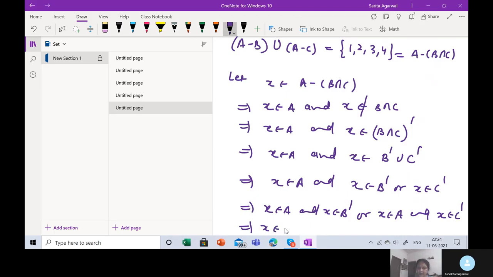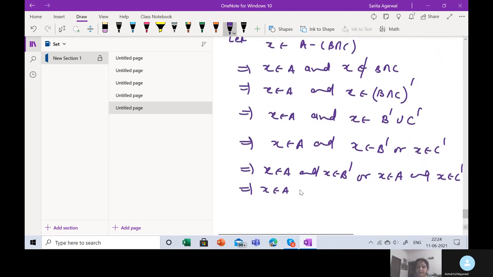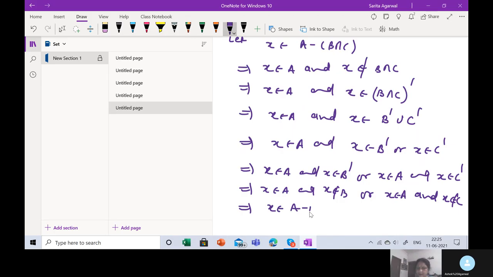So X belongs to A and X does not belong to B, or X belongs to A and X does not belong to C, right? So that means X belongs to A minus B, or X belongs to A minus C. Means X belongs to A minus B union A minus C, right? Now if X belongs to A minus B union A minus C, means X belongs to A and X does not belong to B, or X belongs to A and X does not belong to C.